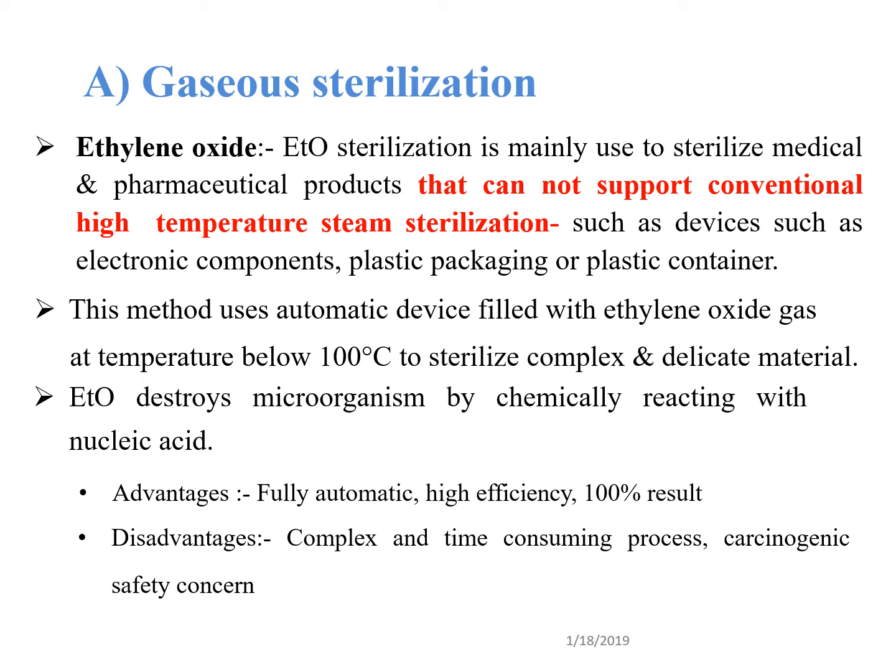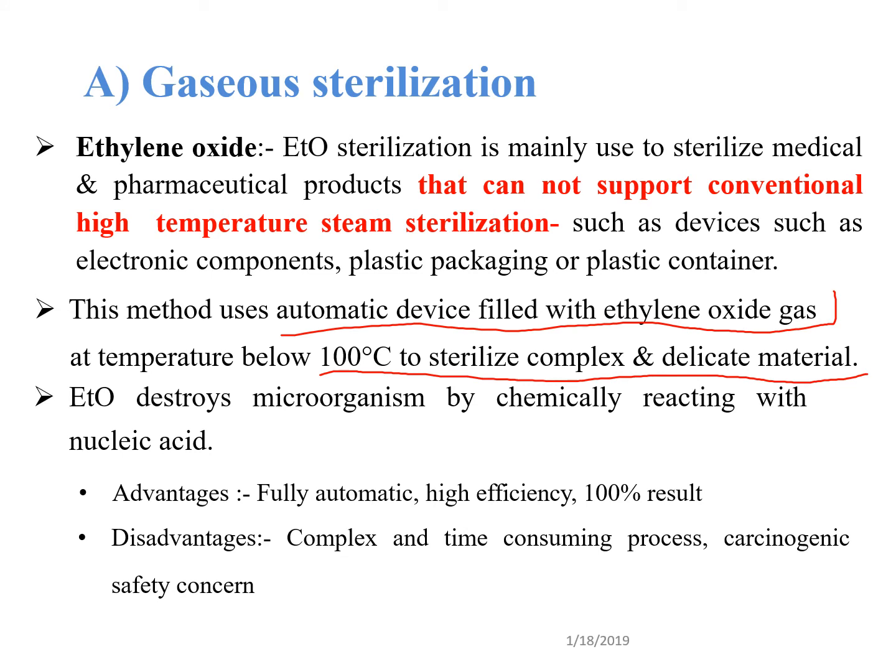In gaseous sterilization, ethylene oxide is actually used to sterilize medical and pharmaceutical products that cannot support conventional high temperature. That means this is generally used for items which cannot withstand the high temperature in the autoclave or hot air oven. So devices such as electronic components, plastic packaging and plastic containers are sterilized by exposing them to ethylene oxide gas. This method uses an automatic device filled with ethylene oxide gas at a temperature below 100 degrees Celsius to sterilize complex and delicate materials.